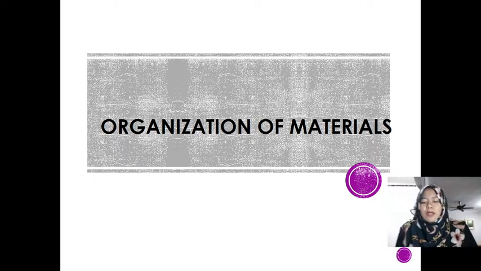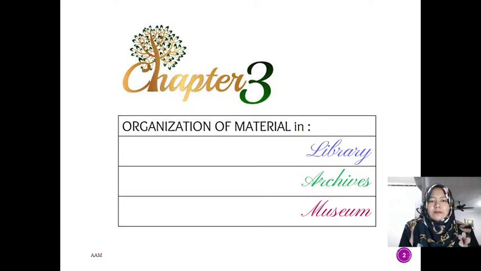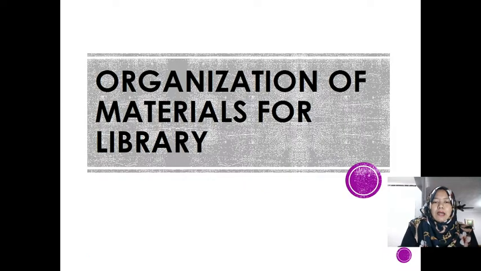Alright, for this week we are going to cover chapter 5, week 5, which is organization of materials. Okay, week 5 for chapter 3, so don't get confused with that. So organization of materials in library, museum and archive. So we are going to talk about these two things for this topic: organization of information in library, museum and archive, and also tools that are being used for organizing the material in library, museum and archive.